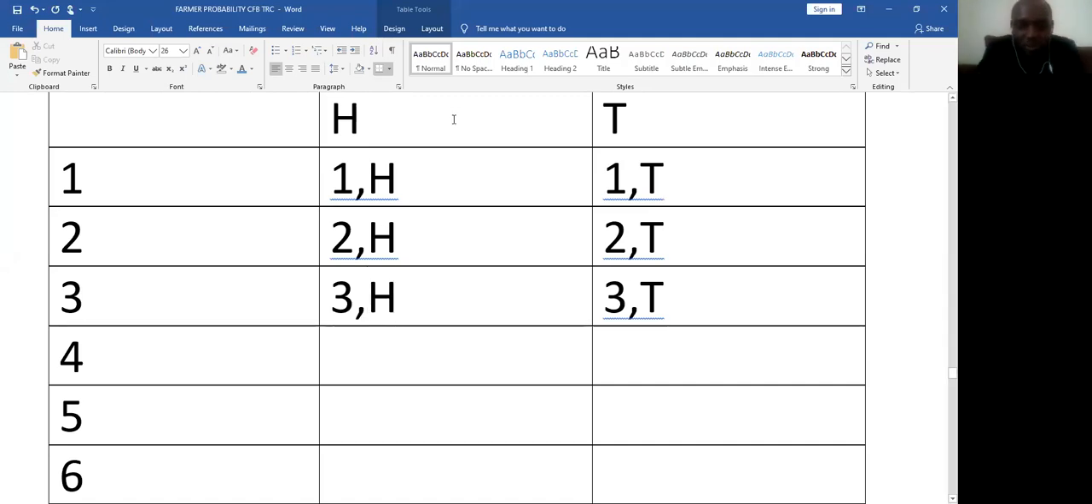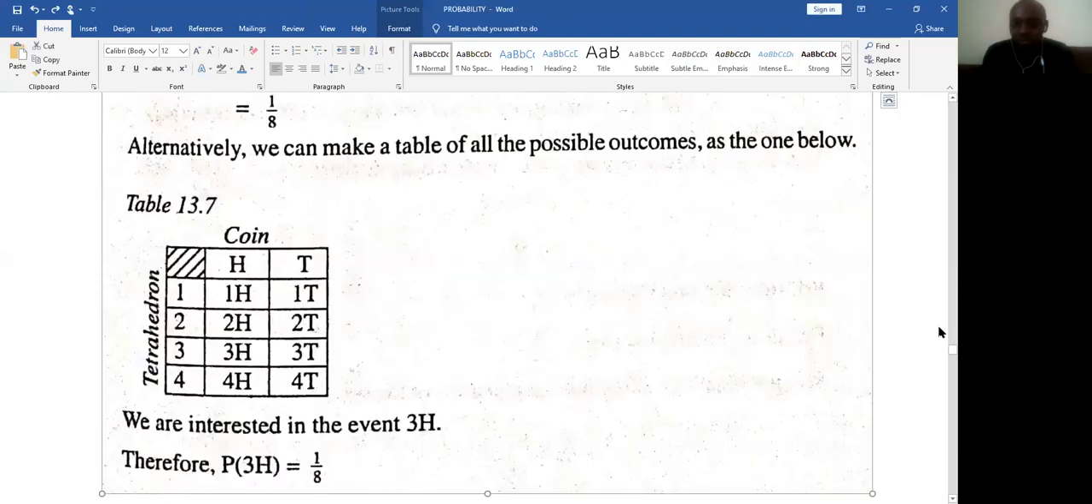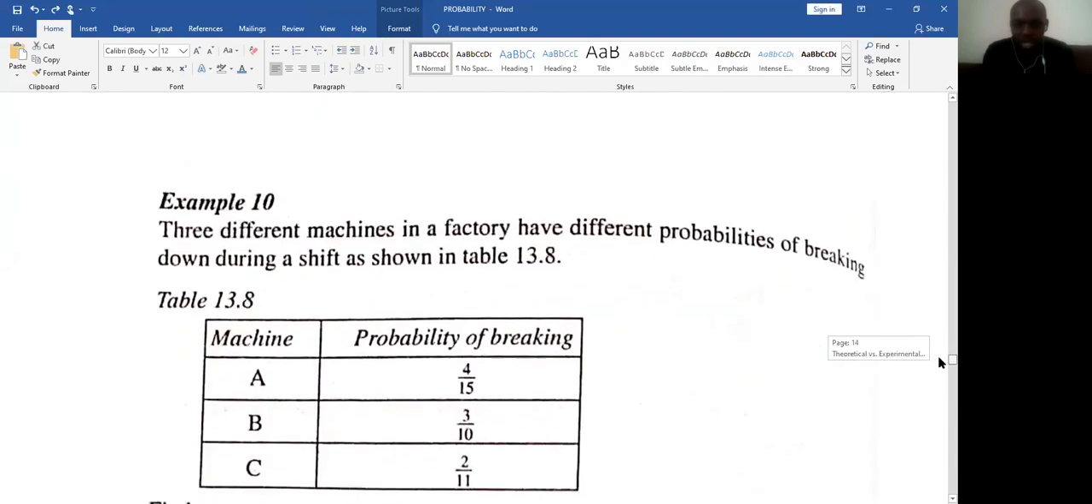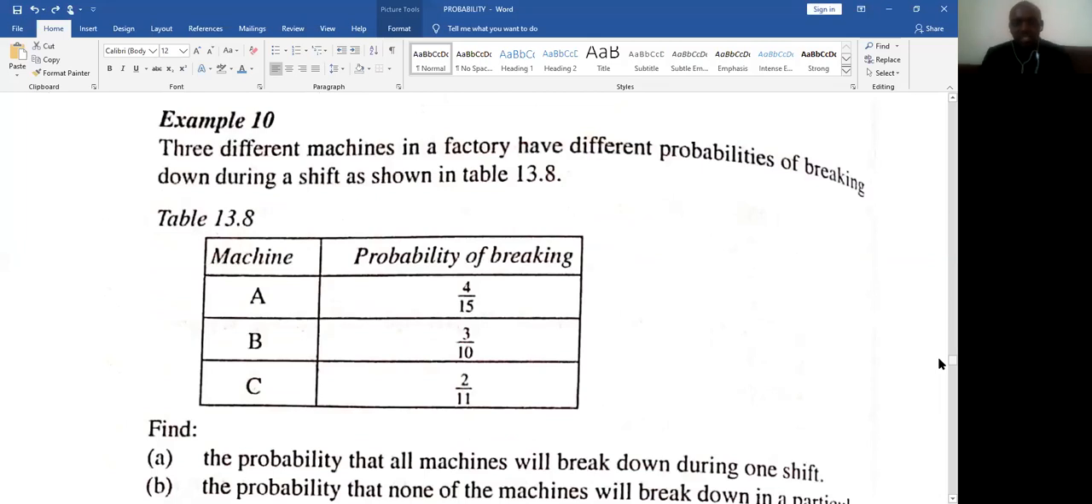So the probability space is 1, 2, 3, 4, 5, 6, 7, 8, 9, 10, 11, 12. So you can form any kind of a question, and then from there you can now solve it. So that is how simple it is to find that independent probability. Let's come to the machine, the issue of the machine here.